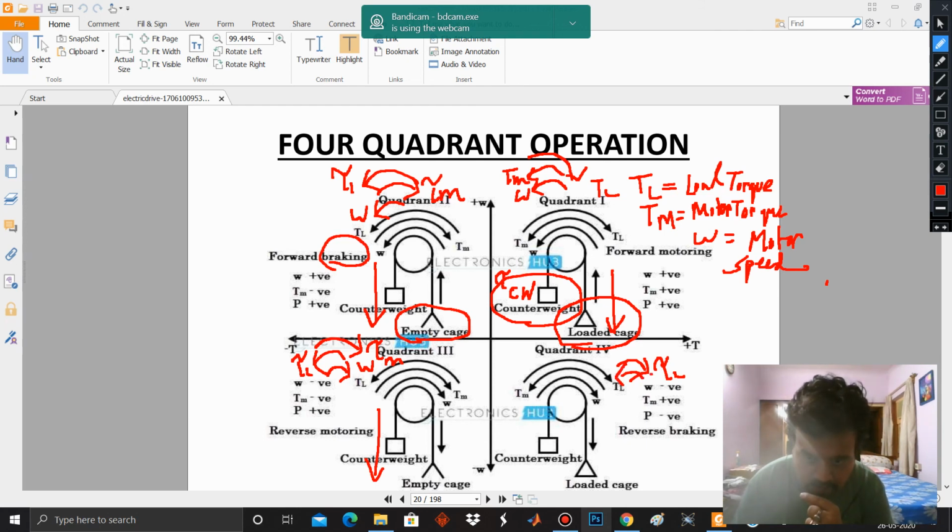So the motor torque should become anti-clockwise, but the direction of rotation is the same, it is in the clockwise direction. But what is happening? It is slowing down, it is braking. As it is approaching the bottom, it should slow down. So it is called reverse braking. So this is all the four-quadrant operation. So the sign conventions, you have to be very clear regarding the sign conventions.